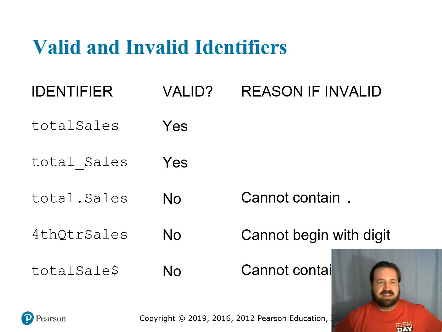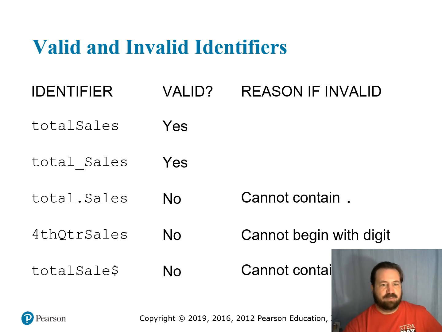Here are some valid identifiers. Total sales, yeah, that's fine. We used something called camel case here, where we begin each new word with an uppercase letter, and it looks like the hump on a camel. Here we're using what programmers call snake case, where you stick an underscore between words, and it looks like a snake slithering across the screen.